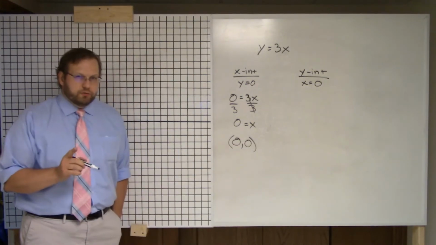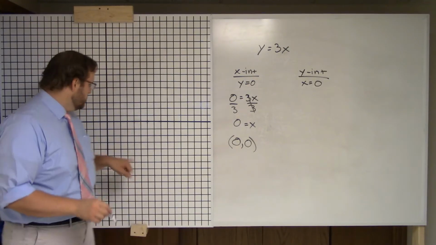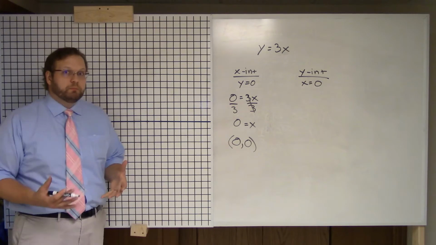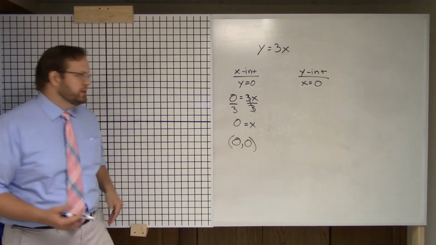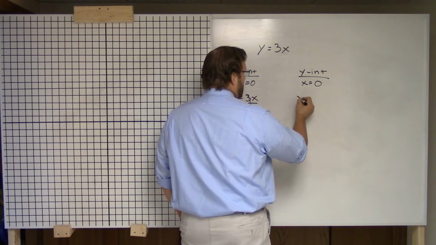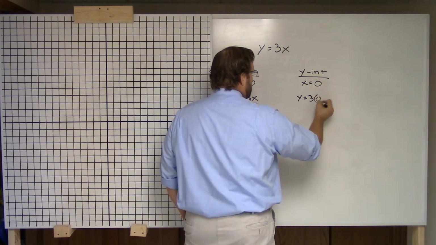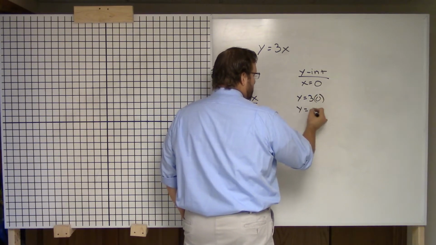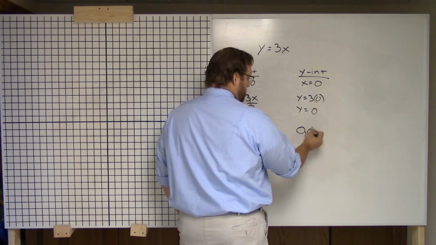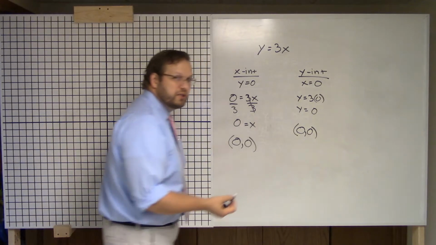Now, what is 0, 0? 0, 0 is the origin. Okay, that's a pretty important point. Let's see what happens with the next one. Y-intercept, x equals 0. So y equals 3 times 0, or y equals 0. So, what did we just find? We found the origin in both cases.